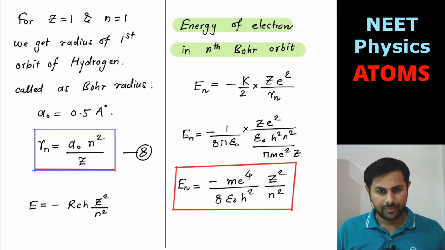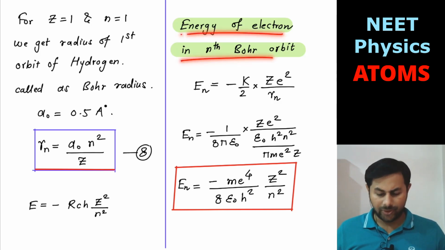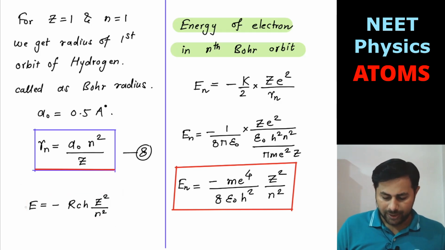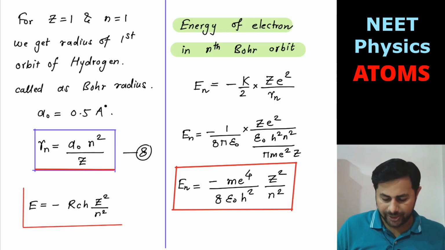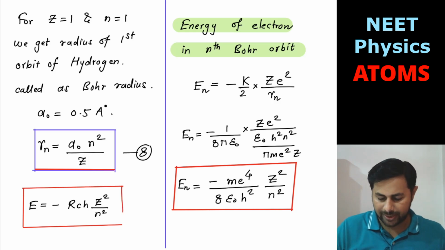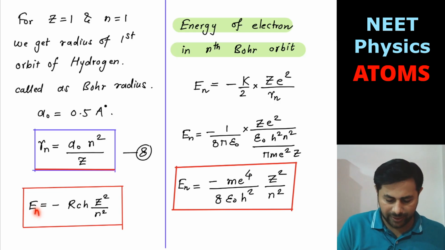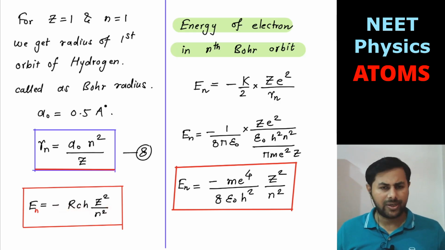Okay, and then let's see the next thing, the energy of electron in the nth Bohr orbit. I have just written down the final formula here. So E, you can call it E suffix n, is equal to minus of RCH times Z square by n square. So how can you get that?